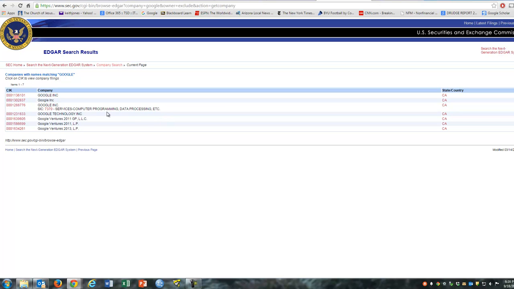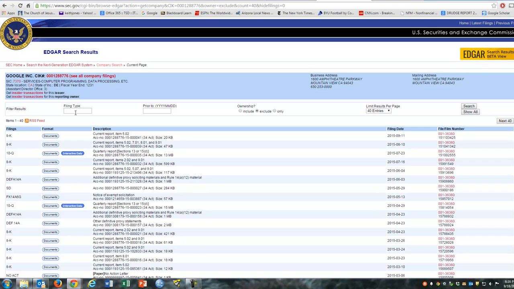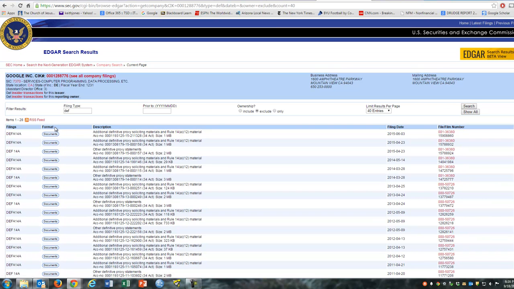Now the company that you're looking for, there's a lot of Googles. The one with the SIC code is going to be the one that's the main company. So you click on that. Then you want to find the proxy statement. It's called Form DEF 14A. So just type in DEF, do a search, and it brings up their DEFs. The DEFAs are amendments. You want the DEF 14A.